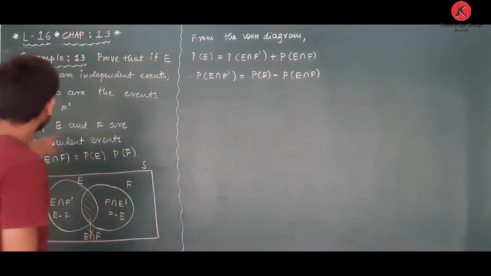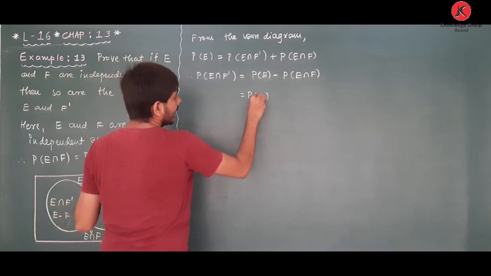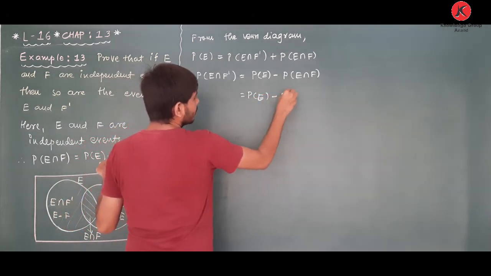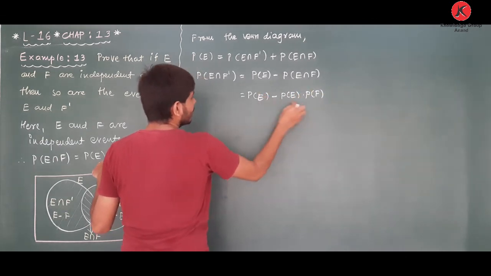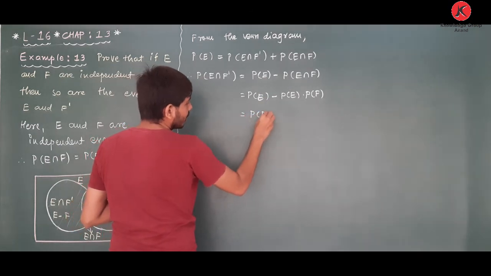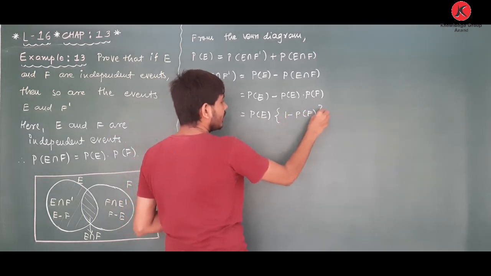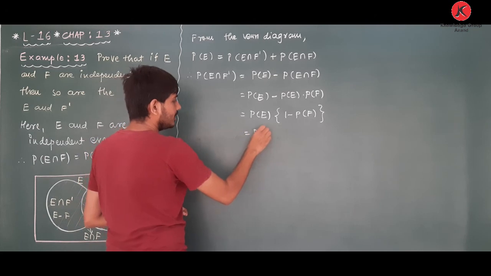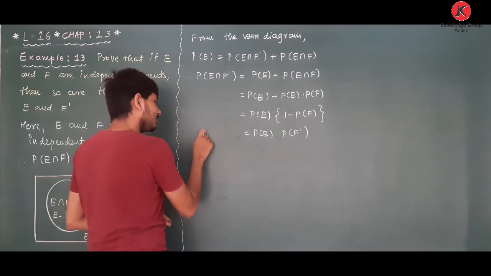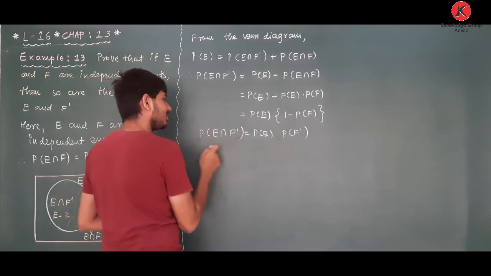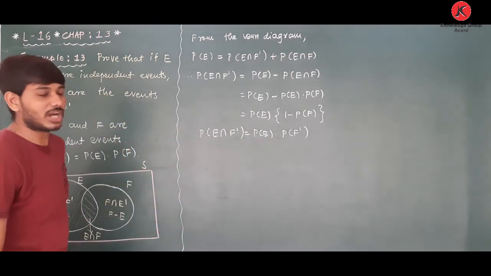We know that probability of E intersection F, put the value here: probability of E minus probability of E into probability of F. Clear? Now you can take probability of E common, then you get 1 minus probability of F, and we know that 1 minus probability of F can be written as probability of F dash. So here probability of E intersection F dash equals probability of E into probability of F dash.